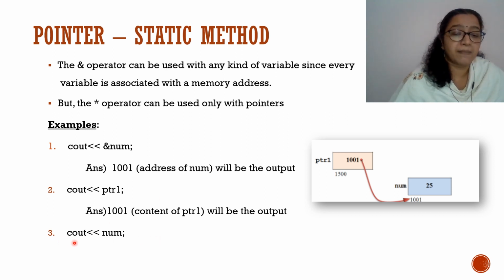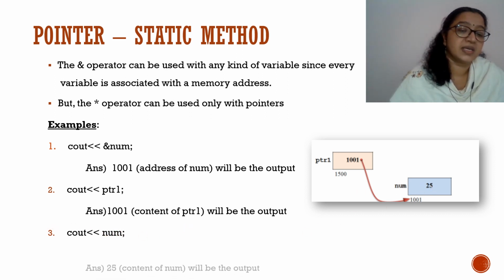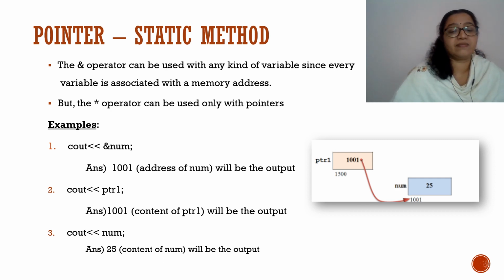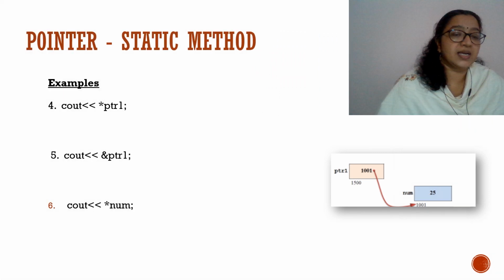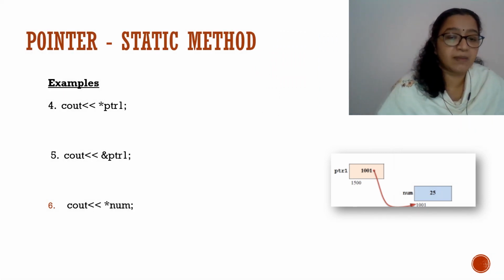Cout num. Num is the normal variable. So cout num, directly we will get the value. What is inside that num? That is 25. Let's just see some more examples I put.